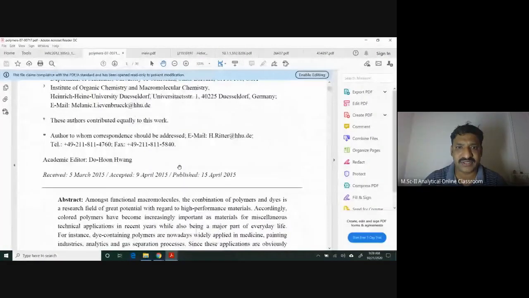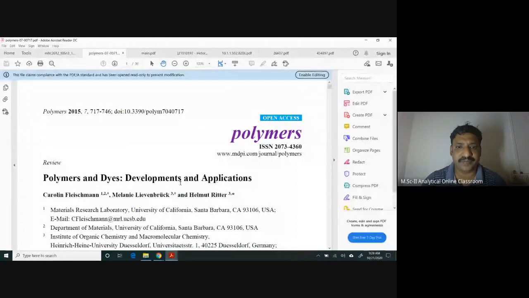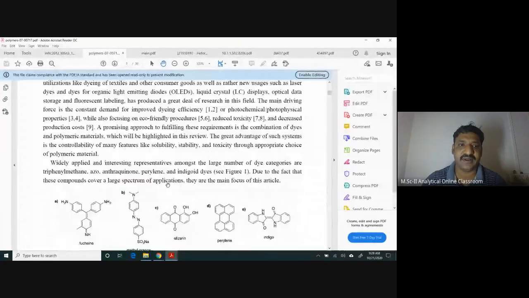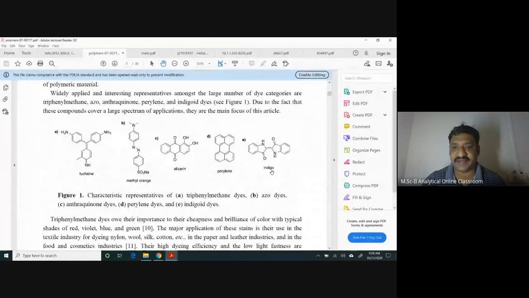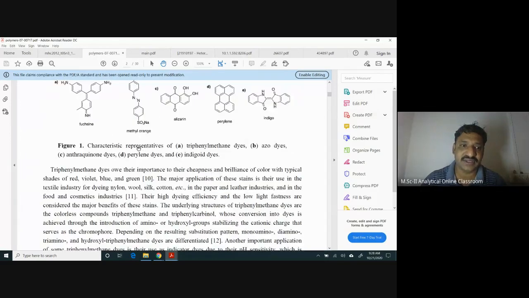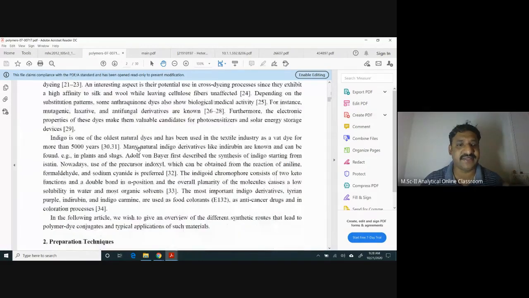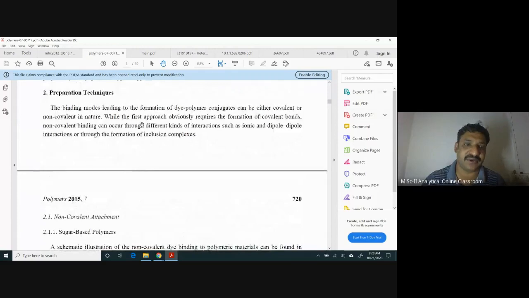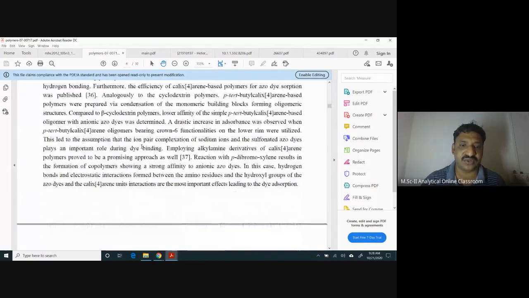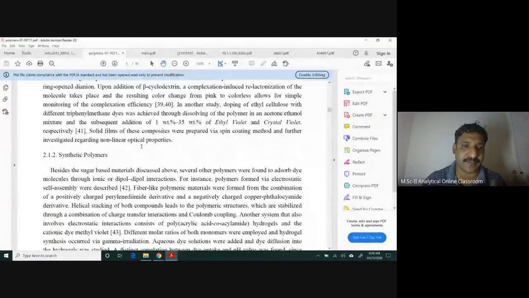So next, that part last time we saw, that is polymer and dye developments and applications. Here we just want what type of dye. So indigo is there, perylene is there, alizarin is there, methyl orange is there, Hussein is there. Okay, so these are all dyes, and where is that dye used? That part is given. So we don't require the preparation technique. There is no need. What we want is just the application.